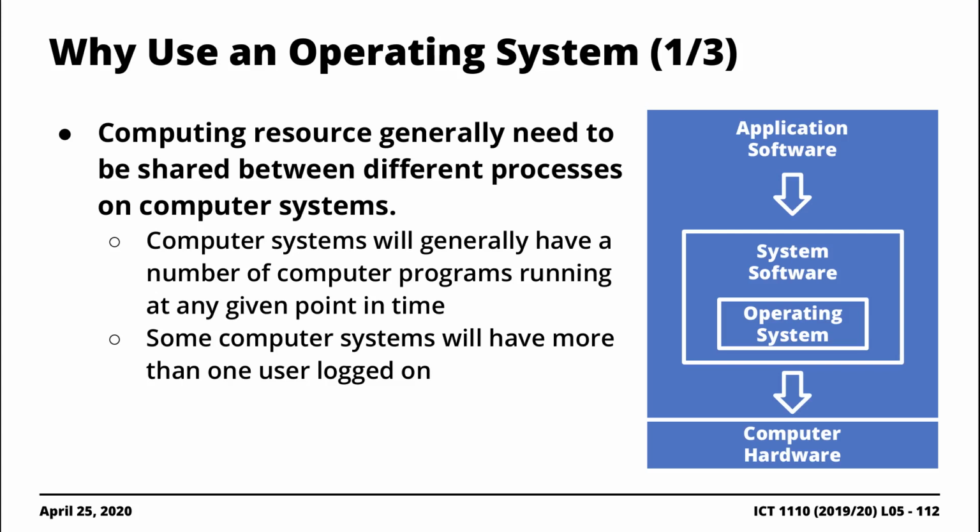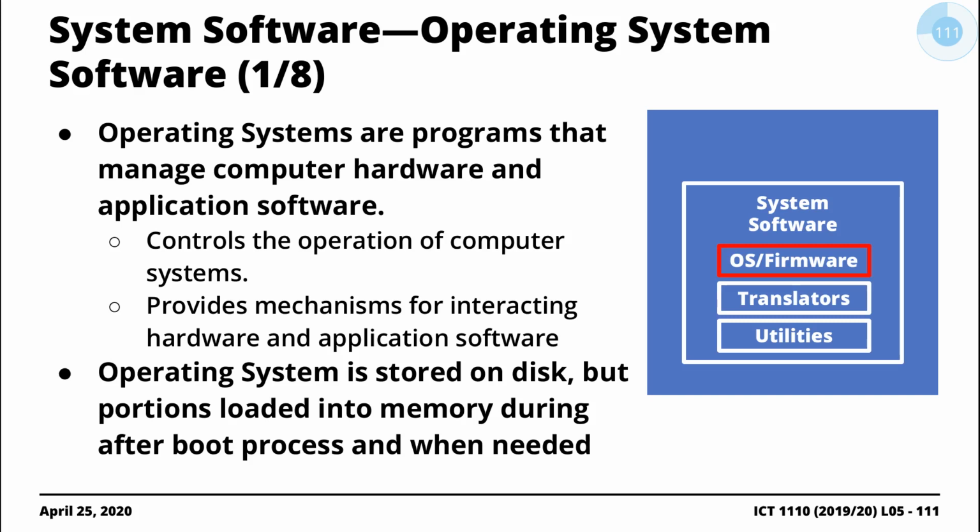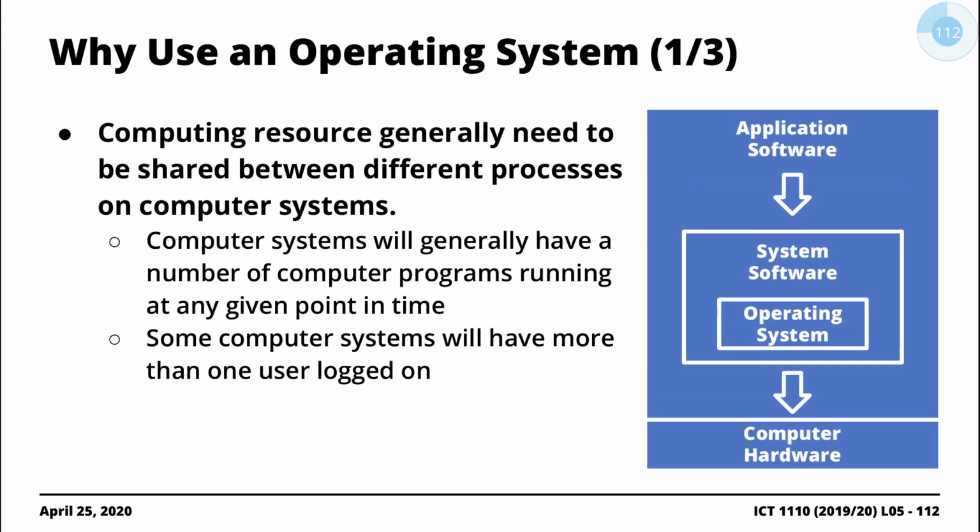Right, and I guess now would be a good time to ask the question: if it's possible for application software to directly access the hardware, right, why then would we need an operating system installed on a computer? Why not just have application software directly access the hardware? Well, it turns out that there are two main reasons why you need an operating system.